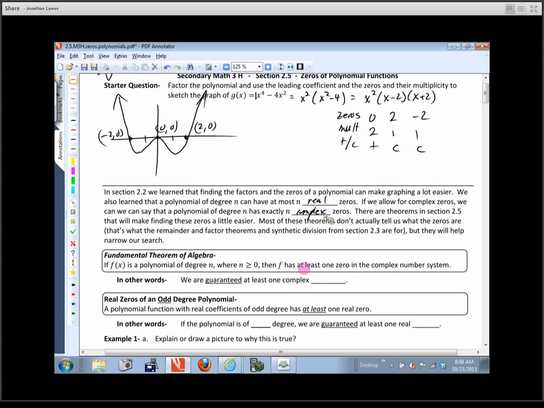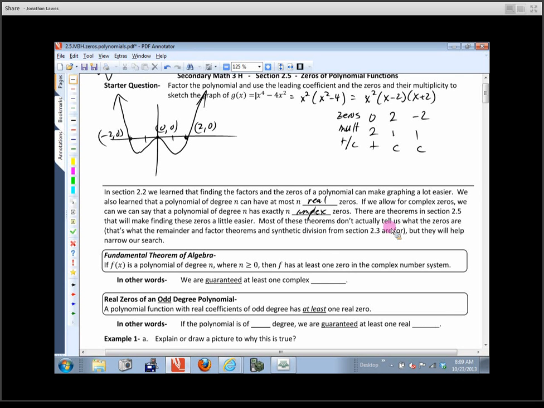And that's really what we're going to be talking about today, is we're going to be finding all of the zeros of a polynomial. And some of them are going to get kind of funky, and we're going to use some different tools to figure that out. Okay, in section 2.5, there are a bunch of theorems that are going to make finding the zeros of a polynomial a lot easier. Okay, not easy, because some of these problems are fairly difficult, just easier. Okay, most of the theorems don't actually tell us what the zeros are. They just kind of help us narrow down our search. They make finding the zeros a little bit easier, like I said.